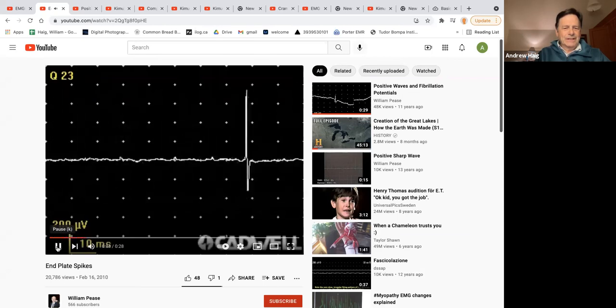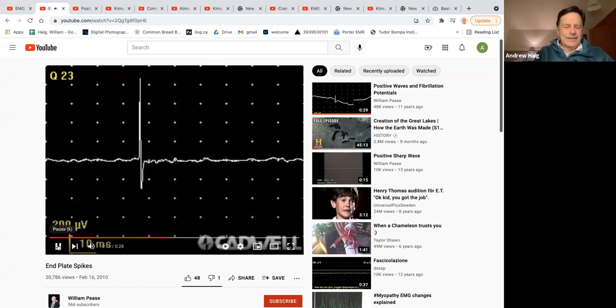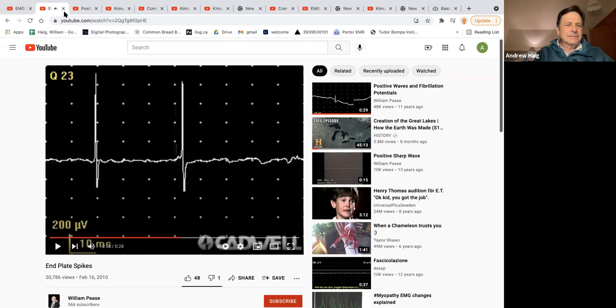It's sputtering. You're not moving the needle. They're not trying to tense the muscle. Those are end plate spikes. Nothing abnormal there. Just get away from the end plate because it hurts.